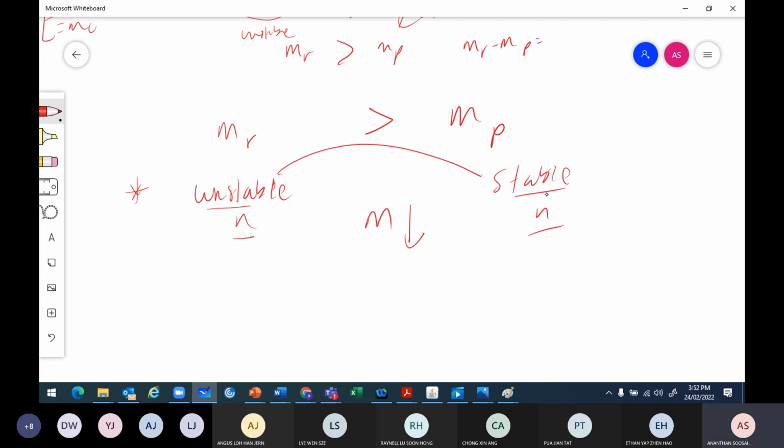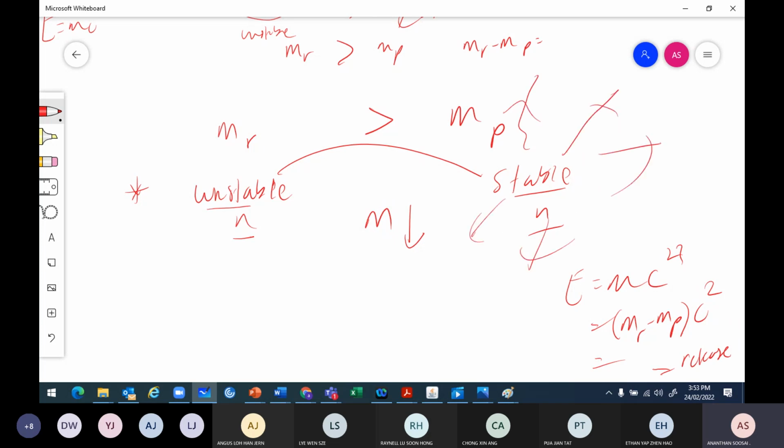When the mass reduces, the difference in the mass gives E equals mc squared. The difference in the mass, that means the mass of the reactant minus the mass of the product, times c squared. This energy will be released to the surrounding. So the mass of the reactant is greater than the mass of the product.